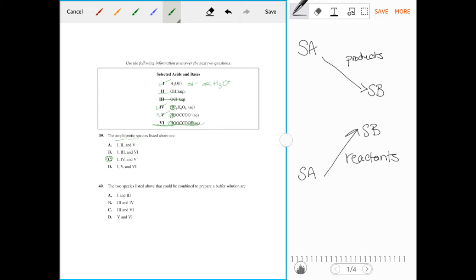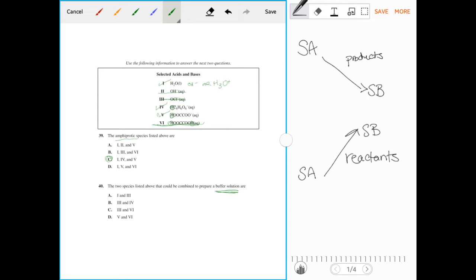Question number 40 says, the 2 species listed above that can be combined to prepare a buffer solution. Now remember, a buffer solution is a combination of an acid and its conjugate base. Now it has to be, pardon me, it has to be a weak acid and a weak base combination, and those buffers are what can minimize a pH change.